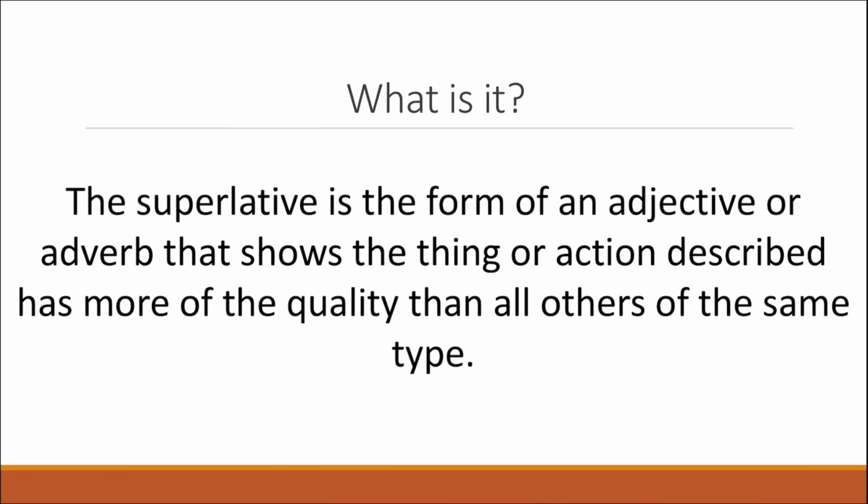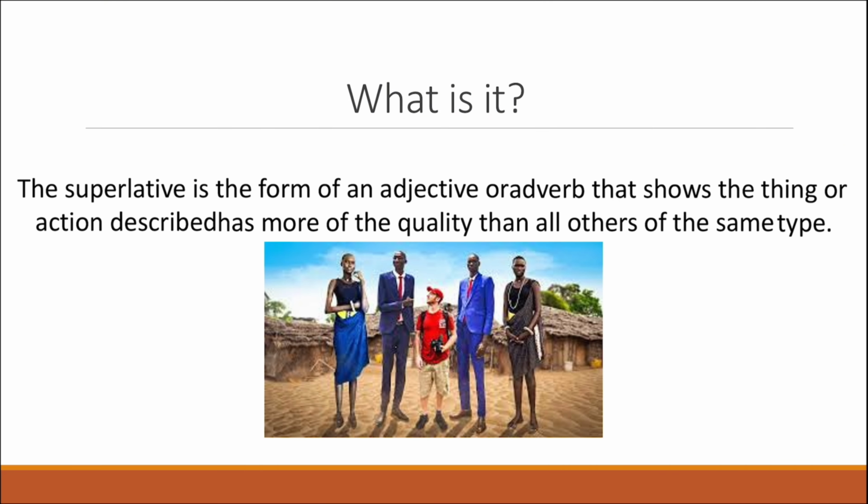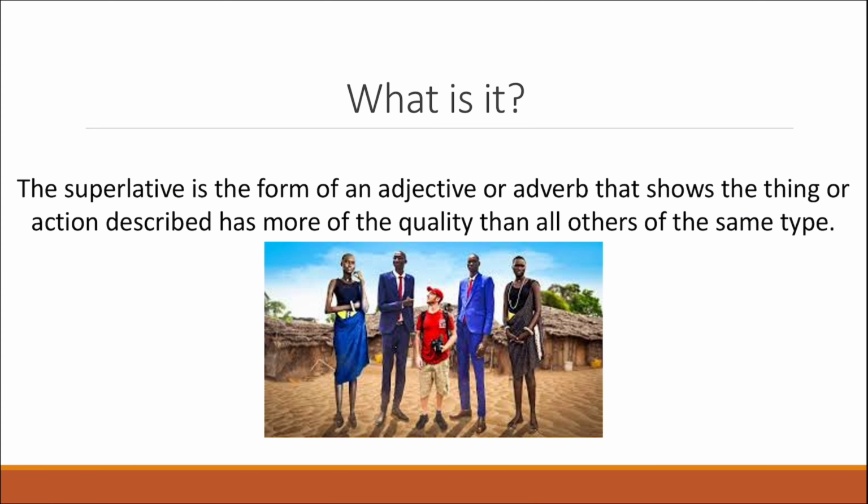Now, right now, we're going to talk about the superlative. What is the superlative? Well, the superlative is simply the form of an adjective or adverb that shows the thing or action described has more of the quality than all others at the same time. So let's take an example. If we have 5 men, as in the picture, and if you would like to express that the man in the middle is the smallest out of everyone, then we're basically going to build a superlative. We would like to express that the man in the middle has more of the quality than all others at the same time. So in this case, we would like to express that he's the smallest out of them all.